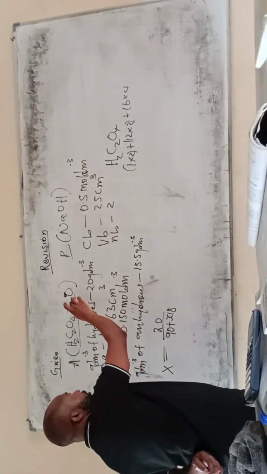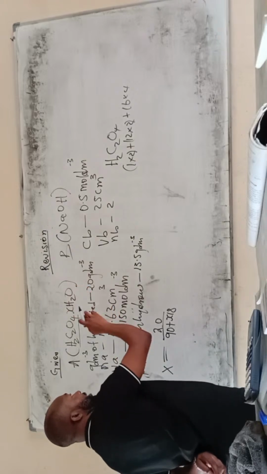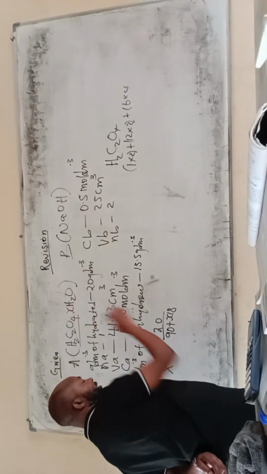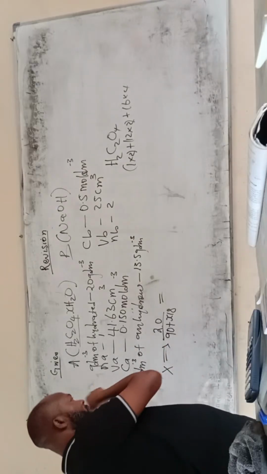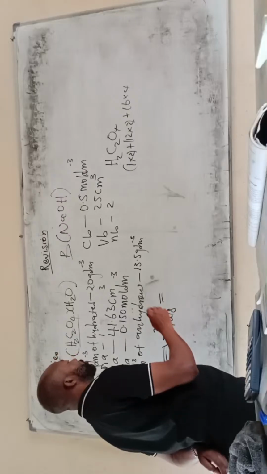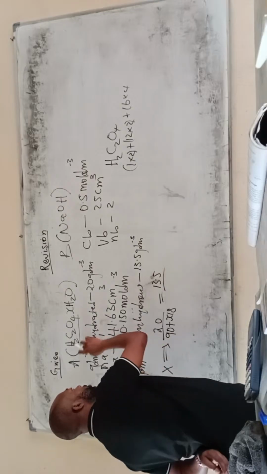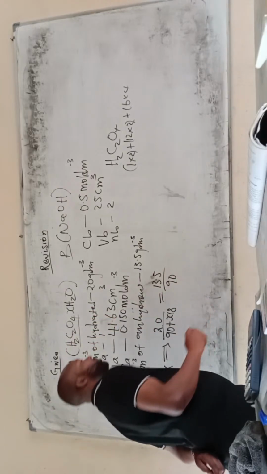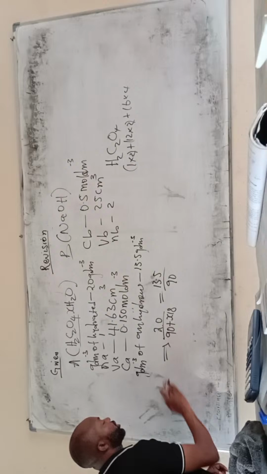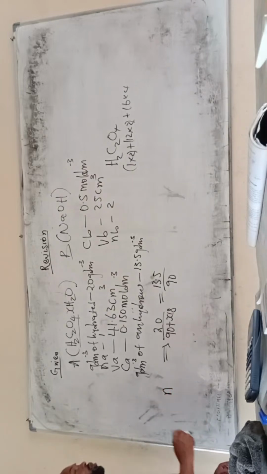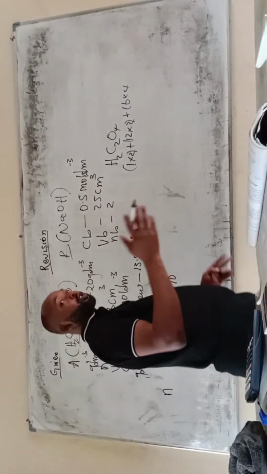Hydrogen is 1, 1 times 2 is 2, 2 plus 16 is 18. So this is the X times 18, because hydrated contains 90 plus X times 18. This is equal to the mass concentration of anhydrous, 13.5, over the relative molecular mass of anhydrous without water, which is 90. So we are meant to find X, which is the number of moles of water of crystallization. Just take note of that. So we'll be able to get our X.